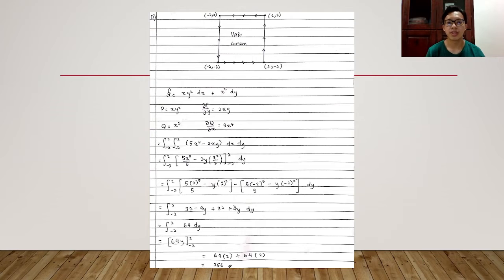And for the final question, for the vertices given, we will need to find the integral of xy squared dx and x to the power 5 dy. Find the delta P per delta y and delta Q per delta x also, until we get the final equation of 64y in bracket 2 negative 2. Substitute the 2 and negative 2, we will get 256.